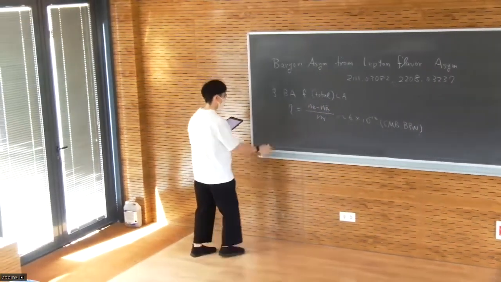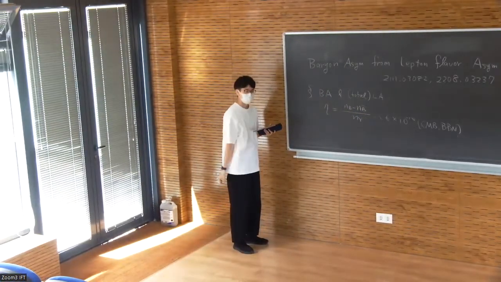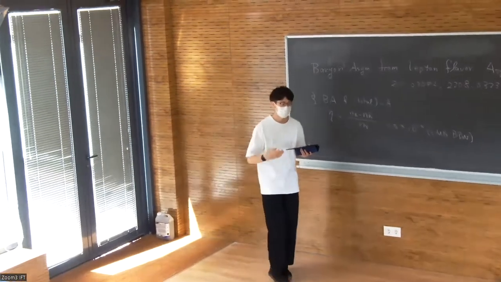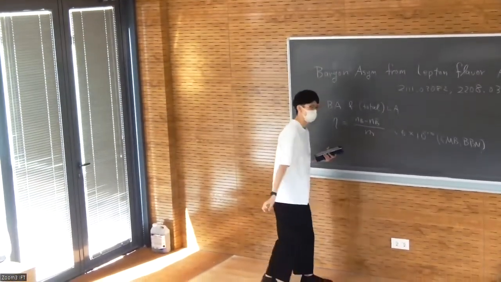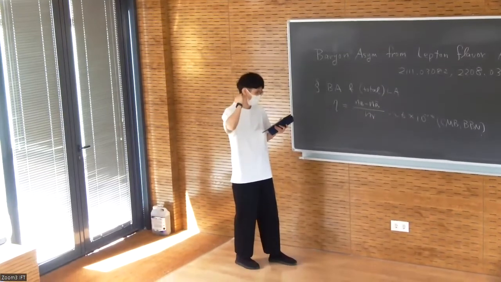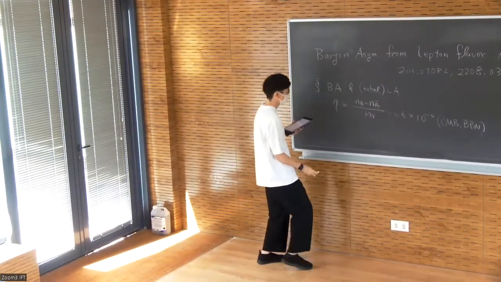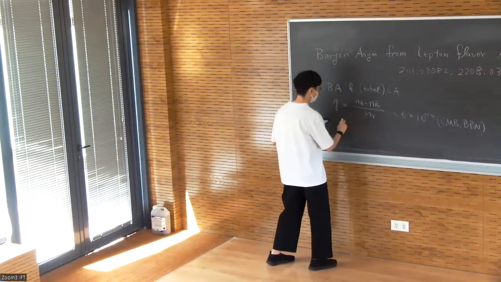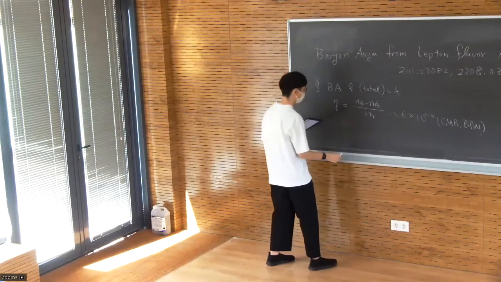So the question is how to explain this, because we cannot put it in as an initial condition, since inflation dilutes everything. So we have to generate this after inflation, and that is the problem of the baryon asymmetry of the universe. We know that the baryon asymmetry is there in the universe, but how about lepton asymmetry?